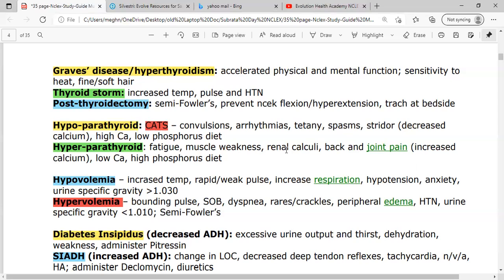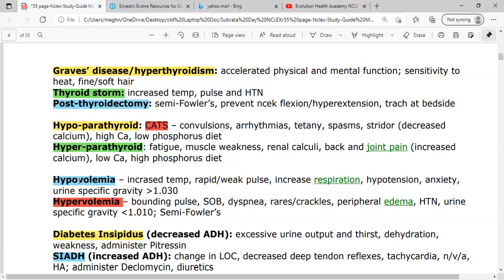But the phosphorus level goes down. The patient complains of back pain and joint pain because of the increased calcium level. So for management, give them a low calcium but high phosphorus diet.